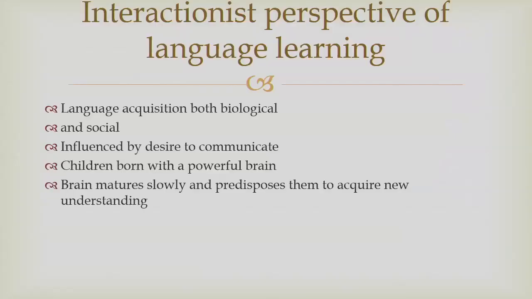Then the interactionist perspective of language development. This perspective believes that language acquisition is both biological and social. So you cannot take the other away, all right? Influenced by desire to communicate, the children have a desire to communicate, but they are also born with a powerful brain. And they've got a brain, but they also have desire to communicate. As the brain matures slowly, it predisposes them to acquire new understanding because they are also in a social environment.